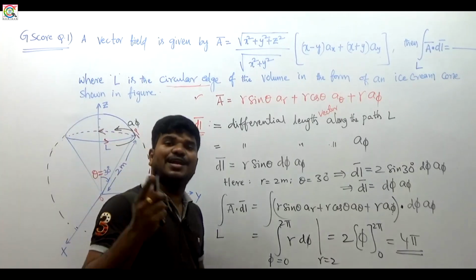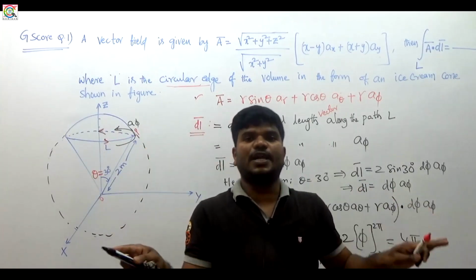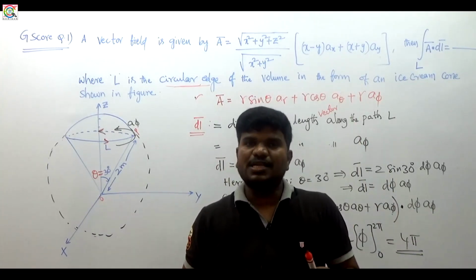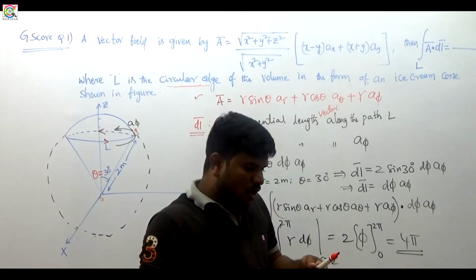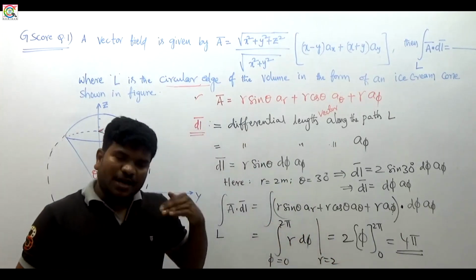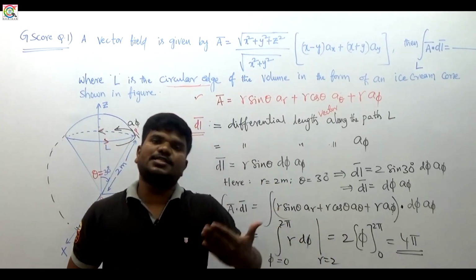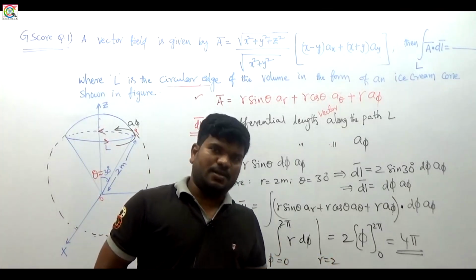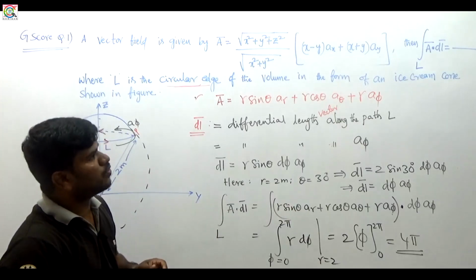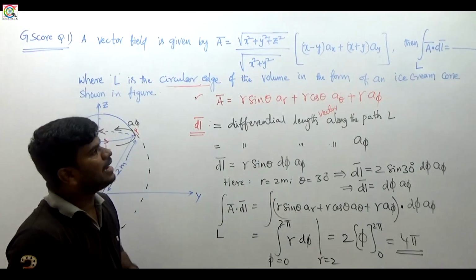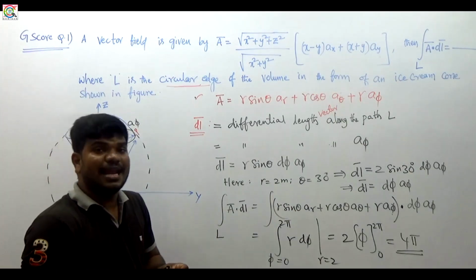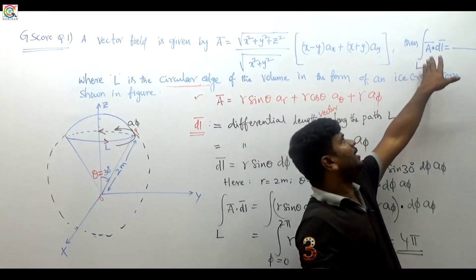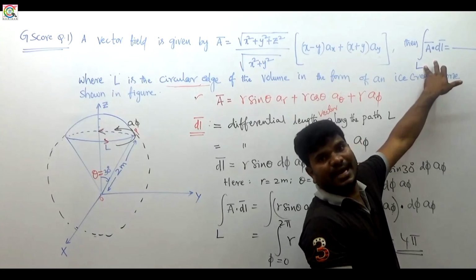So is there any difficulty in this question? There is not much difficulty, but understanding the question takes some time. If you understand the question properly, and in which coordinate system we have to proceed, the job will be very easy. So this is how to solve the question. Here we have calculated the differential length along the path, and the line integral along the path L.